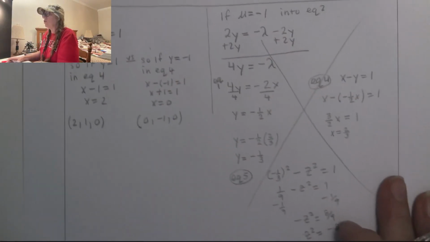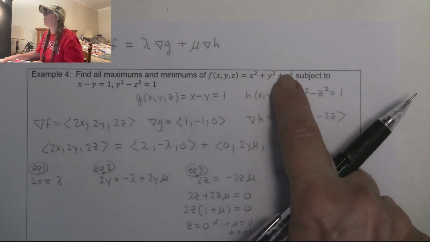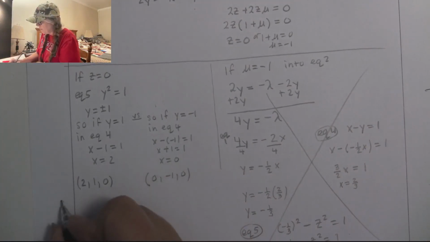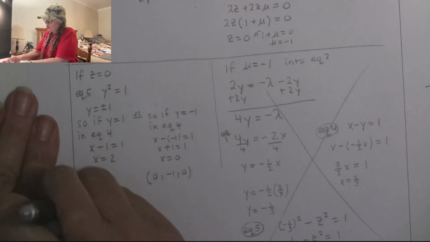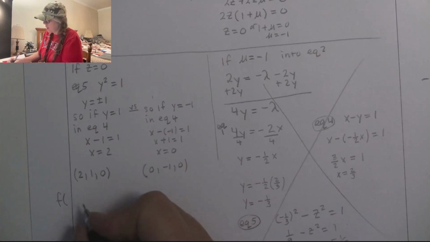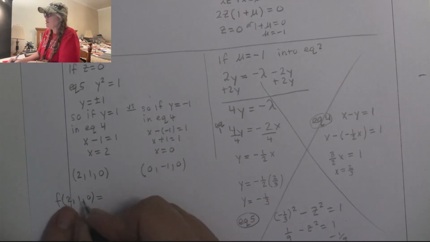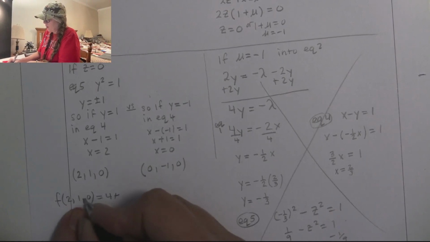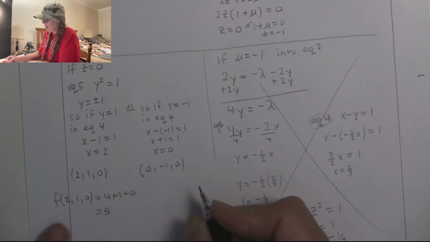So we only have two critical points. Here's our two critical points. Remember what f looked like? It looked like square each point, right? That's what f looked like. And so we have for f, at (x, y, z) equals (2, 1, 0). So I square this, I get 4. I square this, I get 1. I square that, I get 0. So this one is 5.